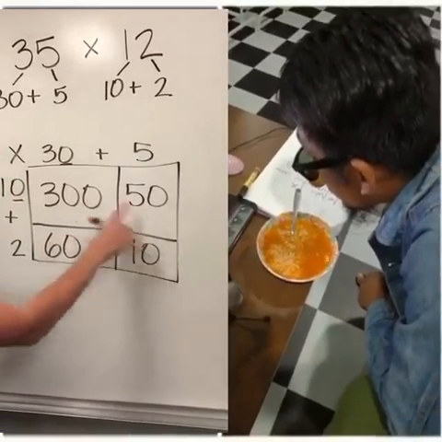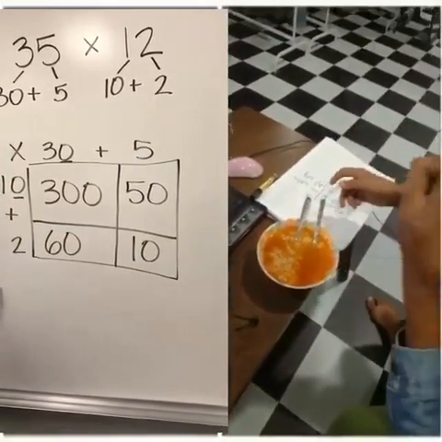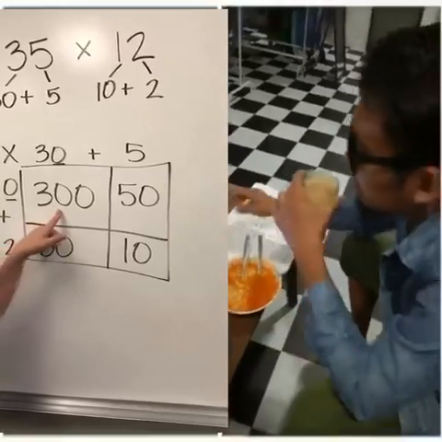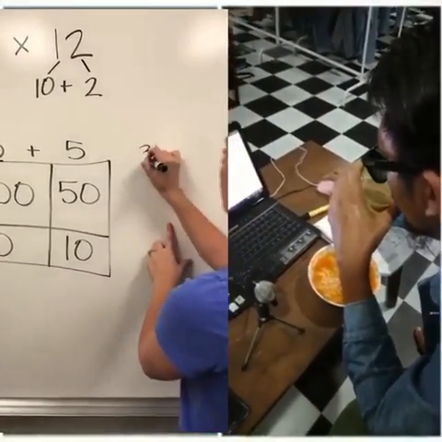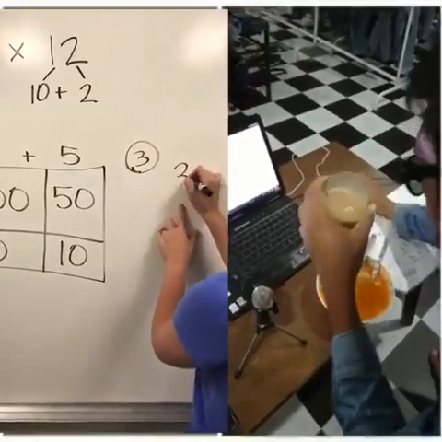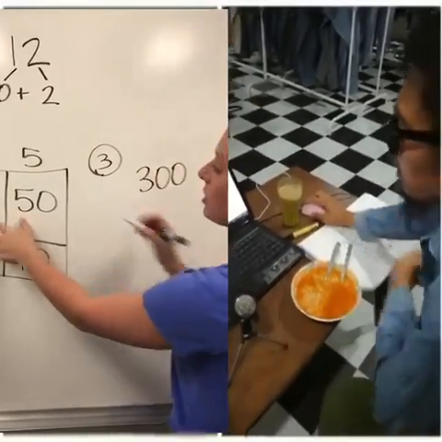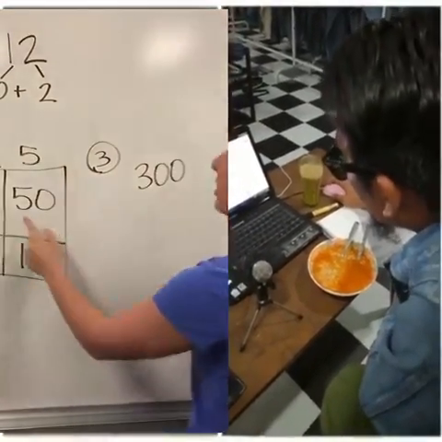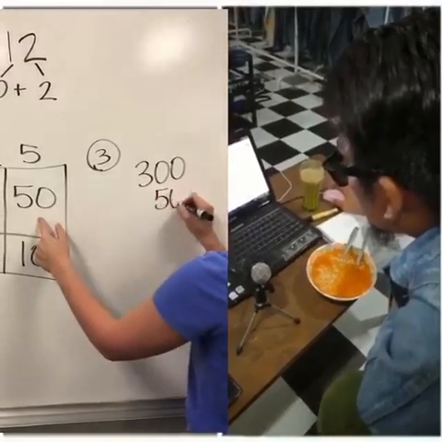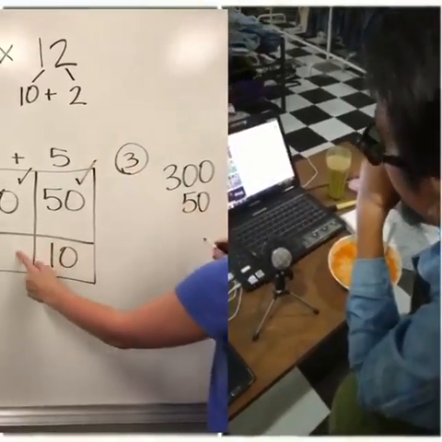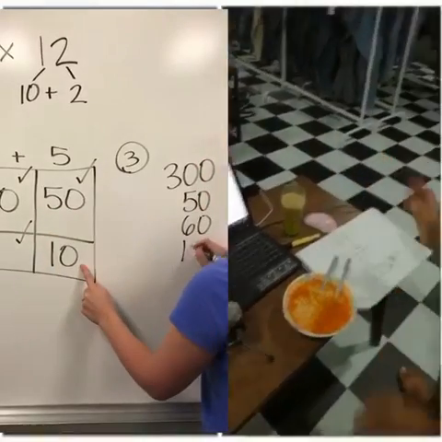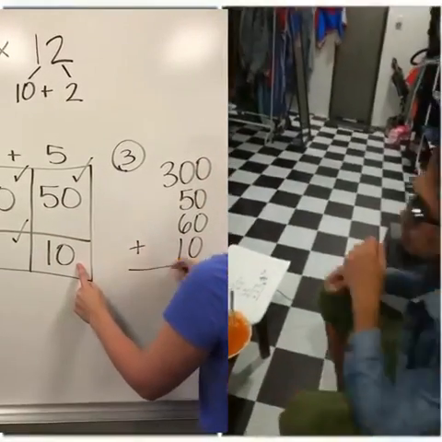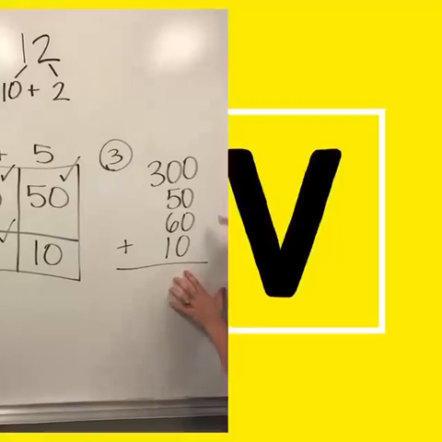I filled up all my numbers on the inside. Now all I have to do is add them up. So over here I'm going to add 300, and I like to check them off as I go. 50, 60, and 10. Make sure you line up your places too.